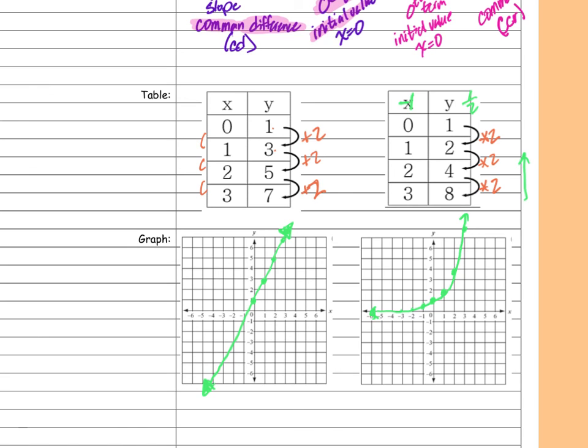So this is what an exponential looks like. It's kind of a curve, right? It kind of looks like it's flat, it's going to go towards 0, it's not really. And then it curves up. So this is what an exponential graph looks like.